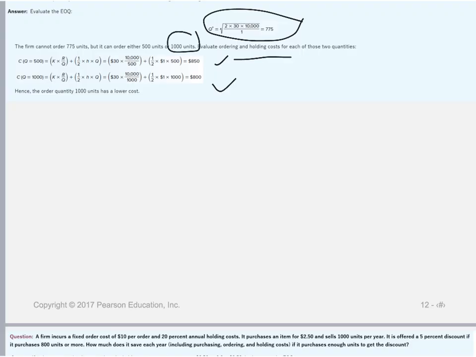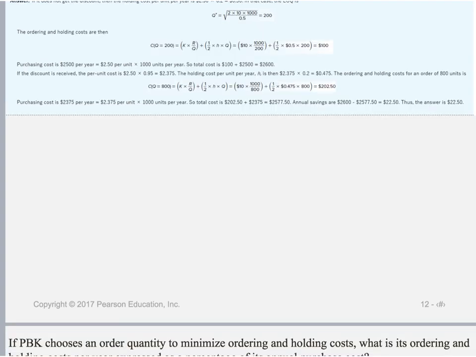And it makes sense because if my EOQ is 775, that's my ideal quantity. Why would I order a lower quantity than my ideal? It would be better to go up a little higher because that would probably bring my cost down on a unit basis. Same logic here. I'm not going to go through this example, but you guys can do it on your own.